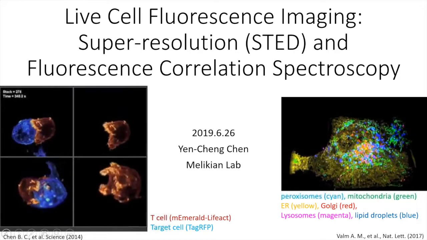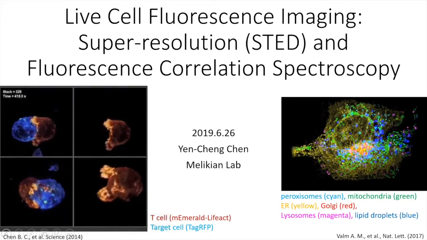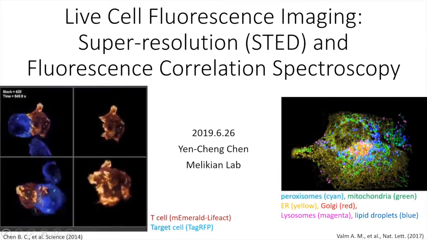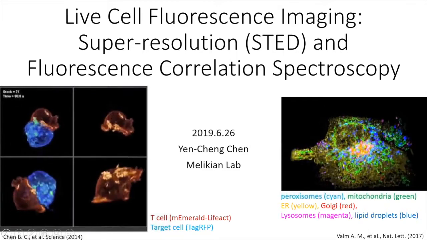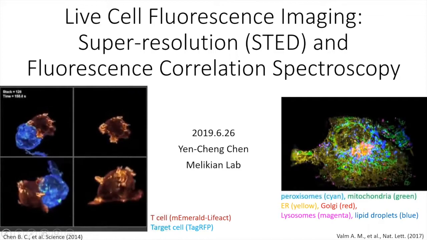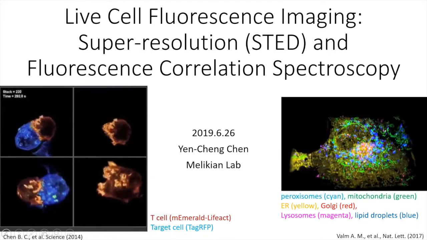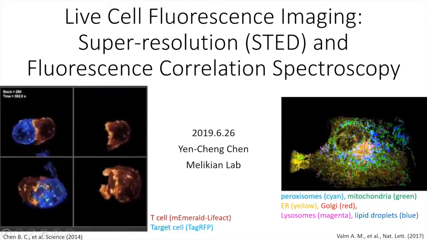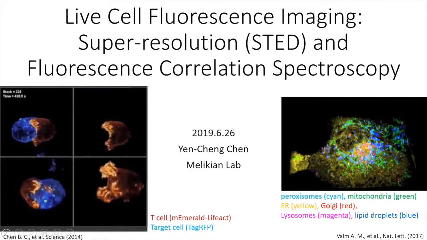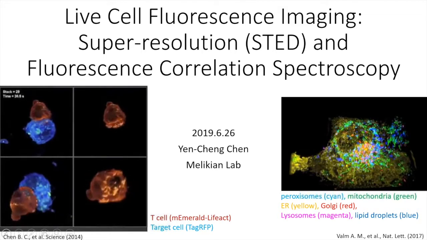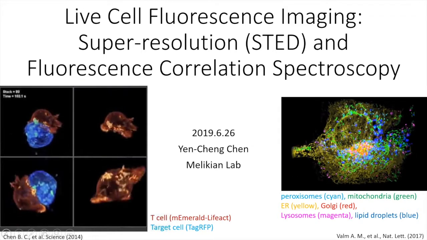So those two are great images and videos from light sheet microscopy. You can see the live cell imaging of a T cell and the target cell and see the immune synapse. And also you can see different cellular compartments in live cells, how they interact with each other by using this amazing technique.